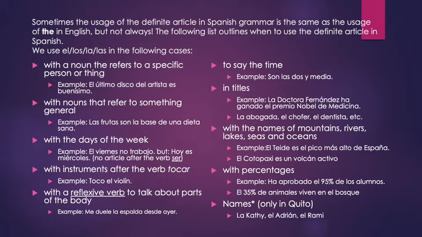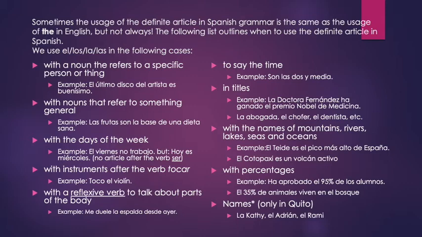With the names of mountains, rivers, lakes, seas, and oceans. So for example, el Teide es el pico más alto de España. Teide is the highest point in Spain. El Cotopaxi es un volcán activo. Cotopaxi is an active volcano.